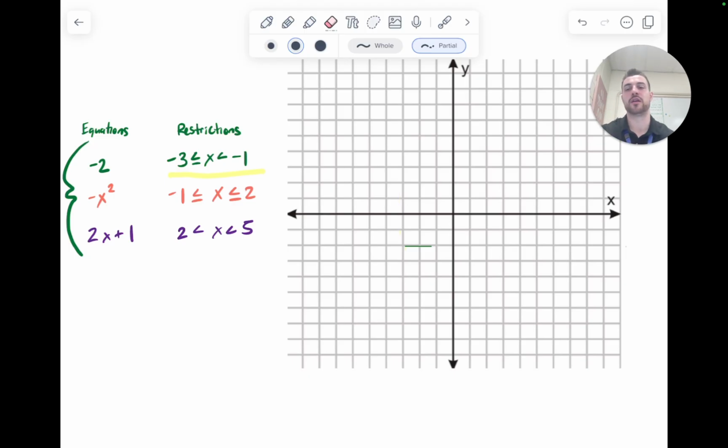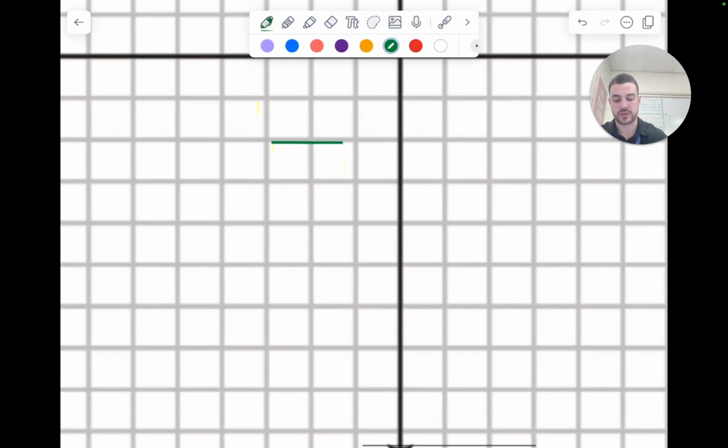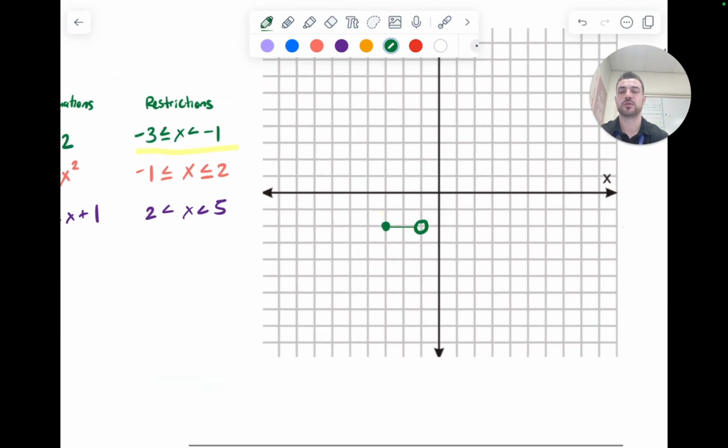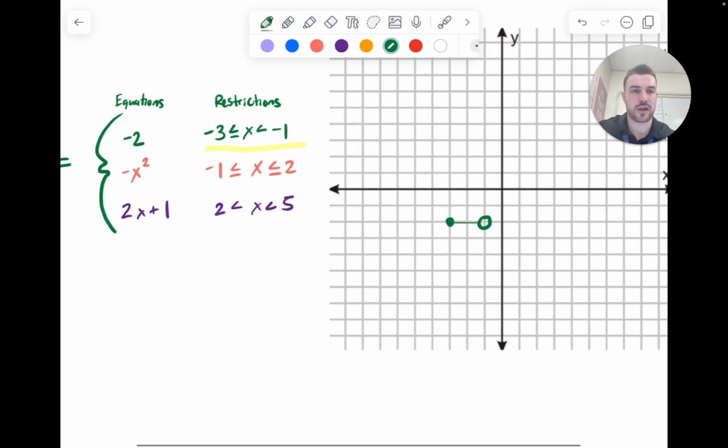Again, it's very small in this case, but what we want to make sure we're doing is we want to include -3 and exclude -1. So what that means is when x is -3, we want to include that point, and then when x is -1, we want an open circle. So that's what our first piece is going to look like, and that's essentially how the rest of this is going to go. The next thing I'm going to do is graph a quadratic.